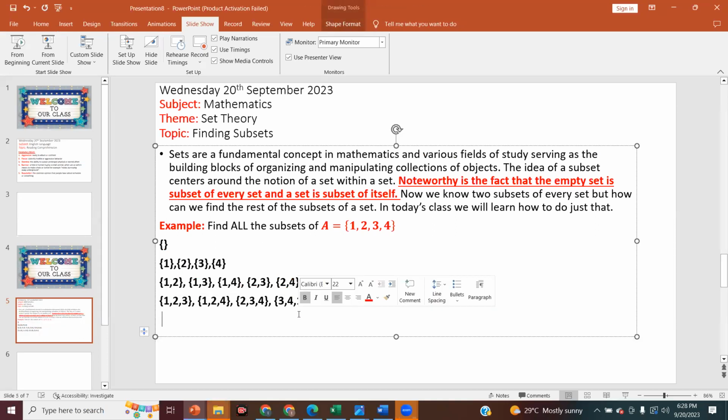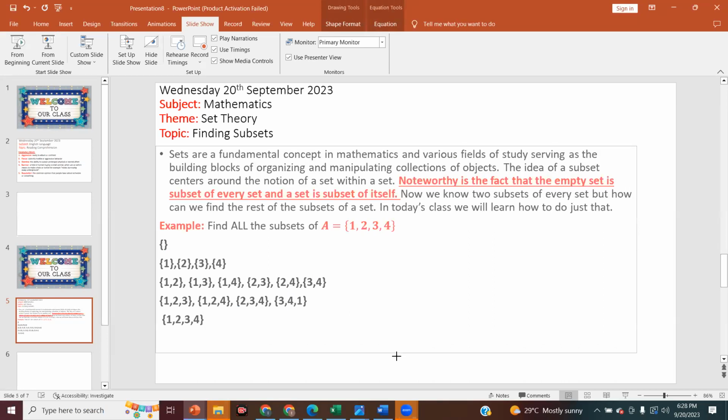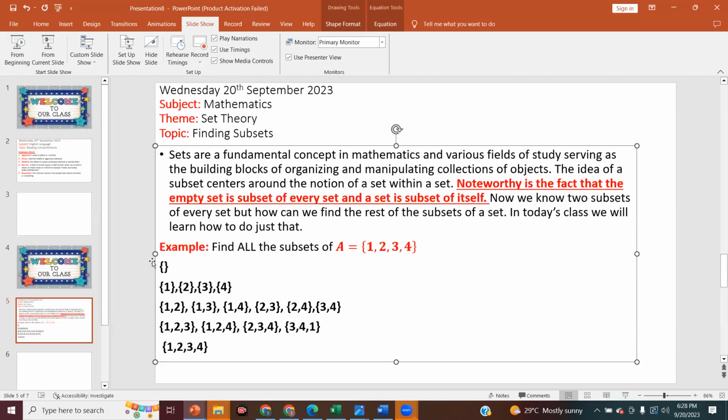So it's going to be 1, 2, 3, 4. And this is how you find all the subsets of A. Let's count how many it is. 1, 2, 3, 4, 5, 6, 7, 8, 9, 10, 11, 12, 13, 14, 15, 16. So there are 16 subsets of A. Only 16. There are no more subsets of A in the entire universe.